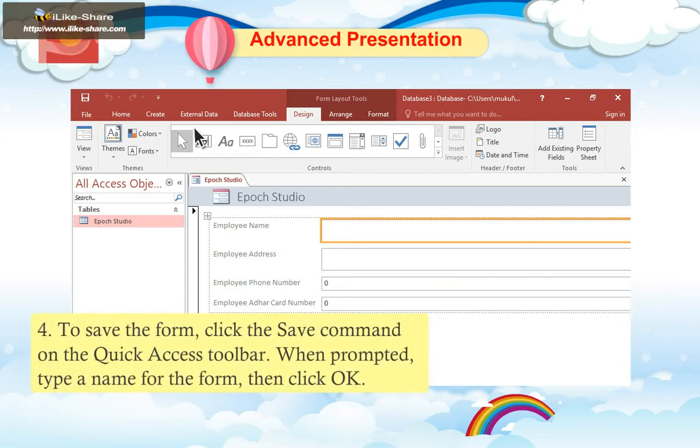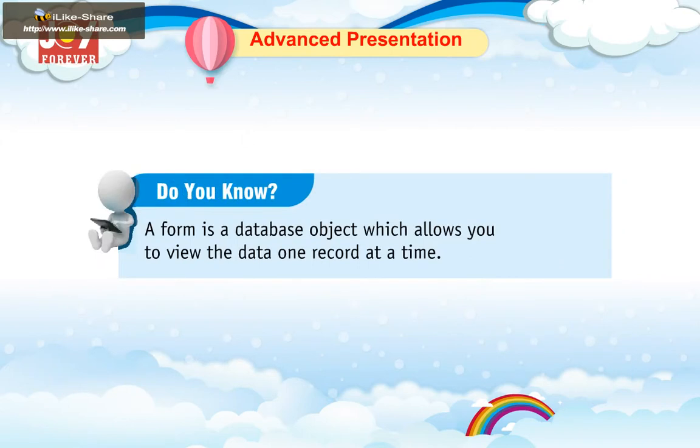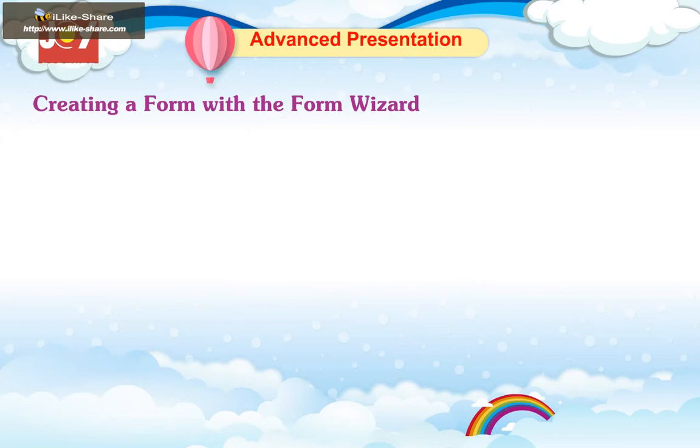4. To save the form, click the Save command on the Quick Access toolbar. When prompted, type a name for the form, then click OK. Do you know? A form is a database object which allows you to view the data one record at a time. Creating a form with the Form Wizard.